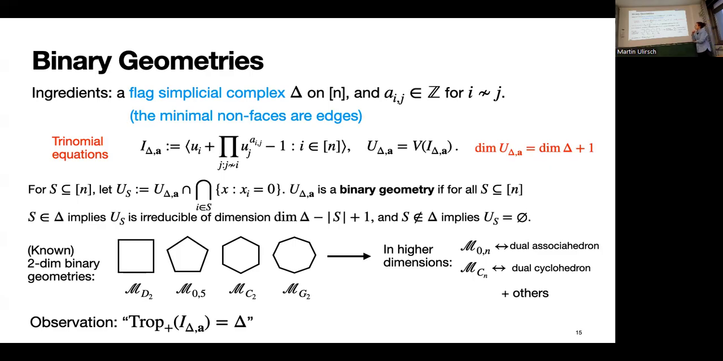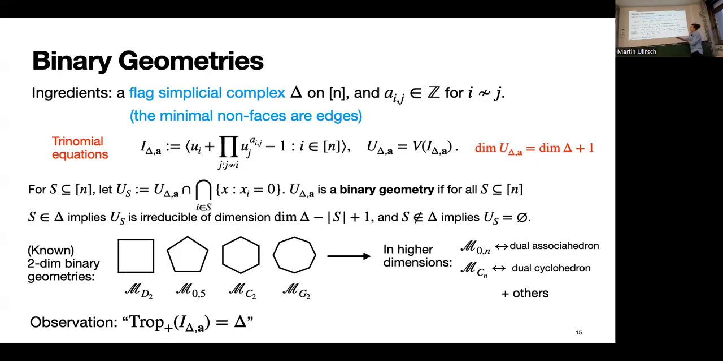And there was this observation. Oh yeah, and in higher dimensions, you can continue building stuff from root systems. The generalization for type A, or M0n, is the dual associahedron as your simplicial complex. And for type C, it's the dual cyclohedron. And if you haven't heard those words, I'll also explain those a bit later. But there's also other varieties in higher dimensions that you can build.